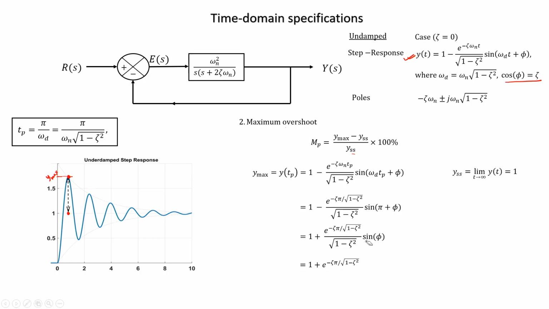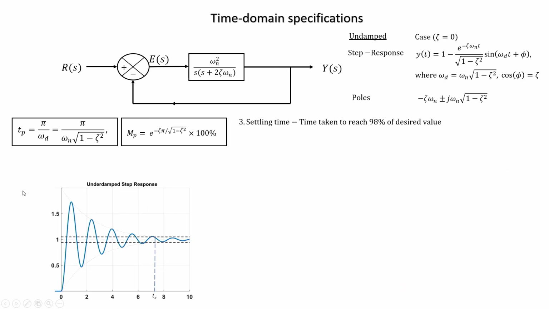What is the steady state value? The steady state value is 1, that we have already discussed earlier also, just limit of t tending to infinity y(t) will give you 1. So, then what is MP here? MP is y max minus this divided by 1. So, we are left with e to the power of minus zeta pi by root over 1 minus zeta square multiplied by 100%. So, this is the overshoot of the system. Maximum overshoot is given by this formula, and you see MP is only dependent on zeta, it does not depend on omega n, it only depends on the value of zeta.